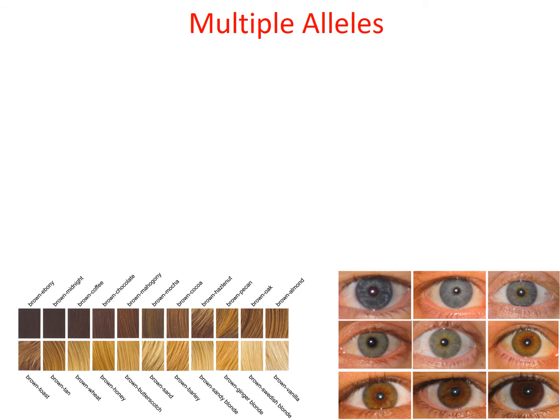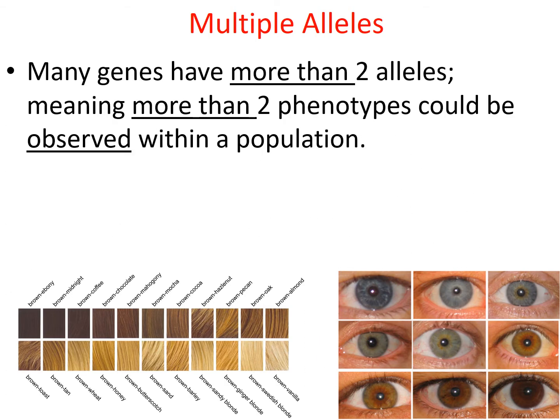So we have multiple alleles. Now, many genes have more than 2 alleles, meaning more than 2 phenotypes can be observed in the population. As in, look at the eye colors. You see multiple, like this is green and blue. You have a little brown. And it pretty much changes. My eye color is about like this, and sometimes, during the winter time, it looks more like this. But my dad's eyes are like this, and my brother's eyes are like this.